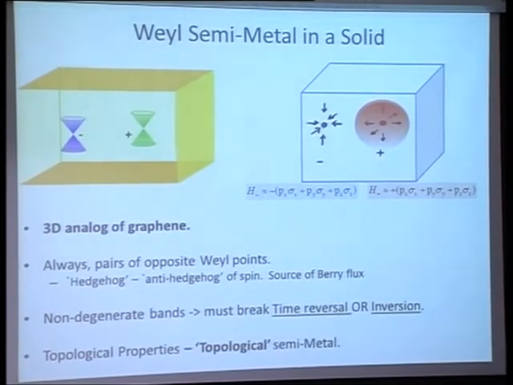So they always come in pairs, and what's important over here is that these are non-degenerate bands. You must break either time reversal or inversion symmetry in order to get non-degenerate bands. Here we have chosen to break time reversal symmetry. And it appears that there's something topological about this. You look at this texture, it looks like a hedgehog. It seems to have some topological feature in the sense that it always comes in pairs.